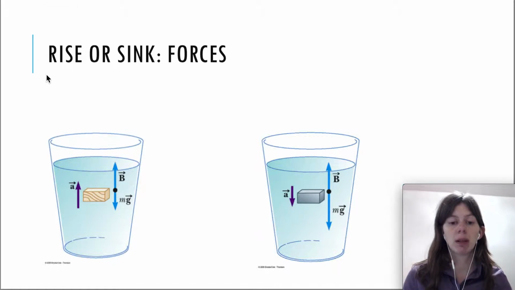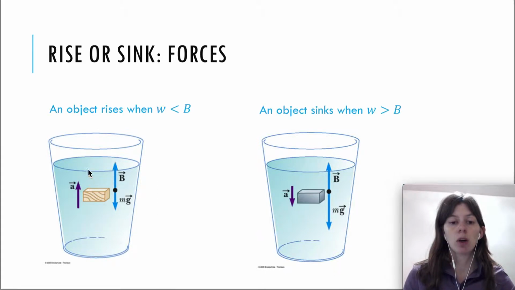When your object is placed in water, it's going to have a buoyant force upward and a weight going down. If the buoyant force is greater than the weight, that means that the net force is upward. As you can see in this picture, that means that the object is going to rise. So an object rises when the weight is smaller than the buoyant force. The buoyant force is bigger, the net force is upward, it's going to rise.